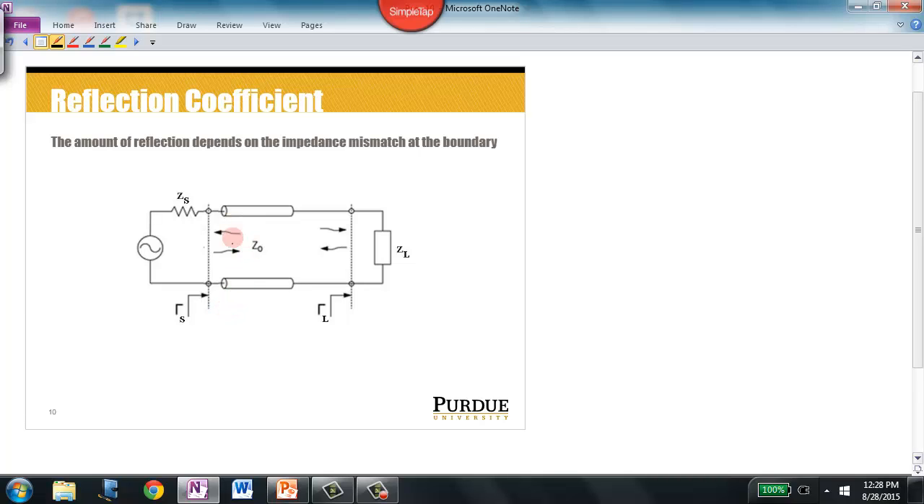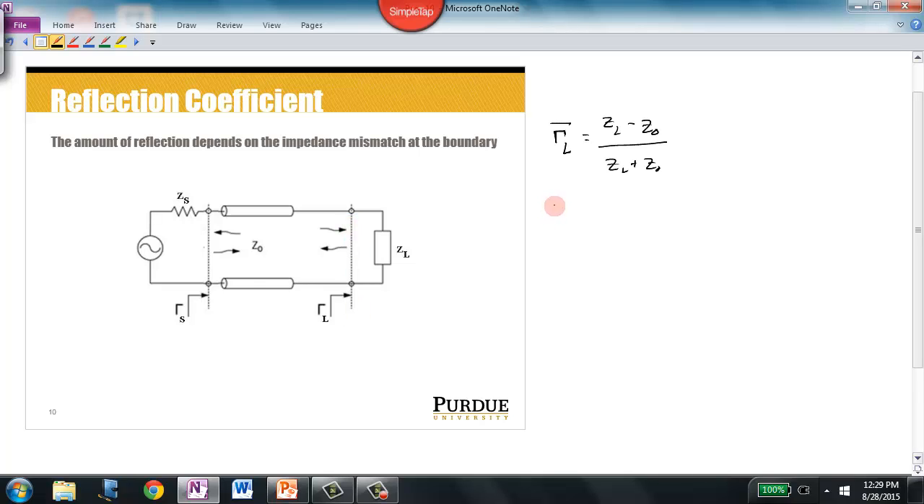We can find the reflection coefficients at these two impedance boundaries using the voltage reflection coefficient formula we showed on the last slide. And so we're going to call the first one the voltage reflection coefficient at the load, and that's going to be the impedance of the load minus the characteristic impedance of the transmission line, ZL minus Z0, divided by ZL plus Z0. So that's the reflection coefficient right here.